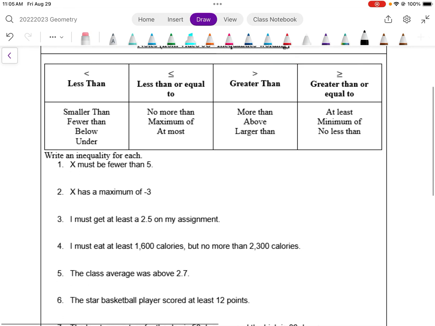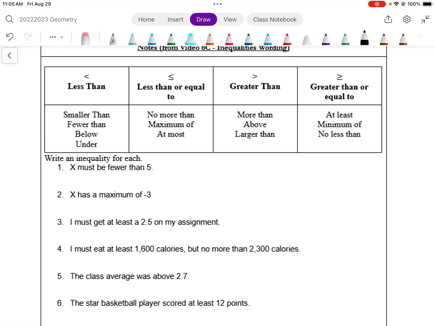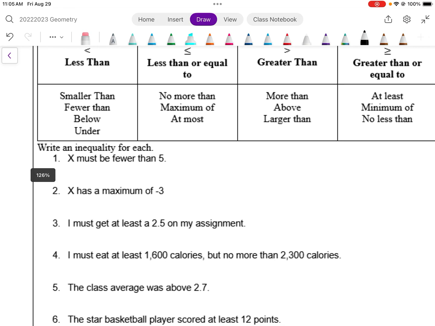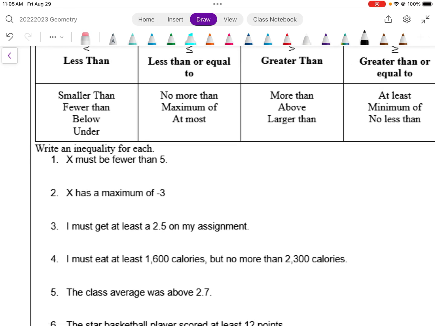All right, so let's do some of these. If you want to go ahead and just pause right now and try all of these and then check with me, you can. Or if you want to just listen and follow along, that's fine too. Whatever you need. So number 1, x must be fewer than 5. So x is less than 5 would be the answer for that one.